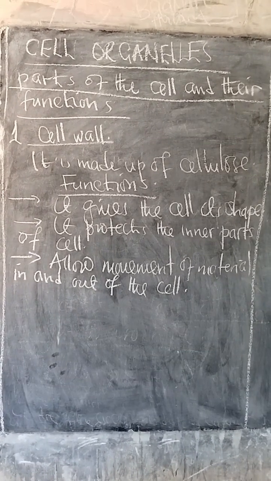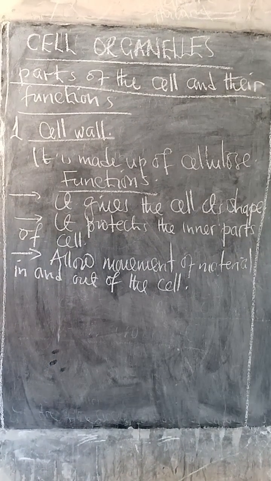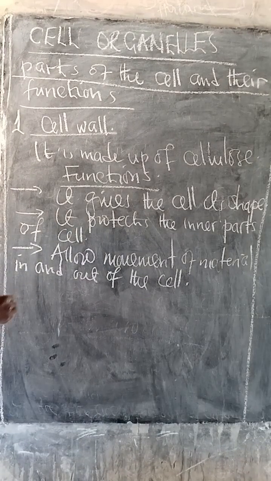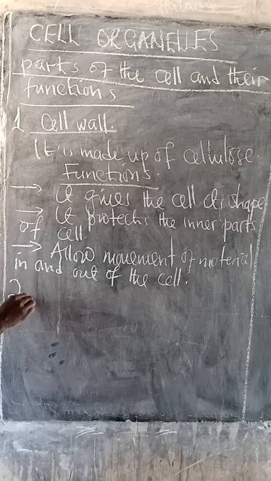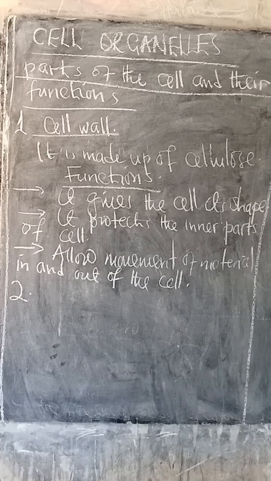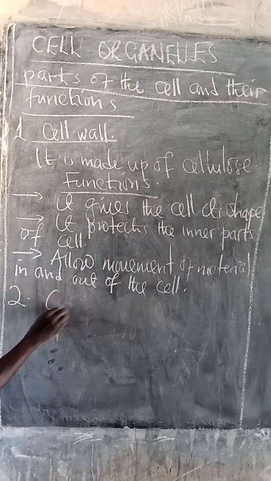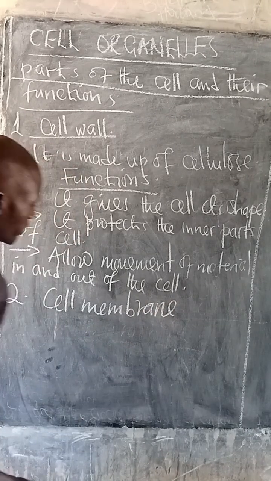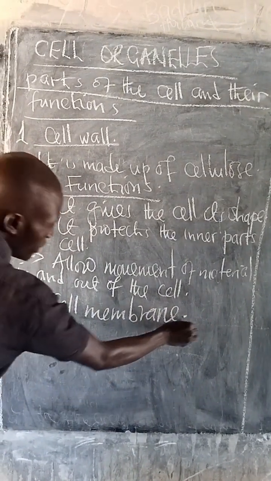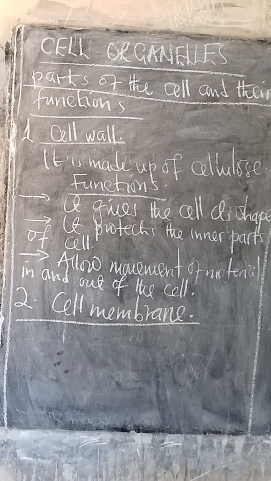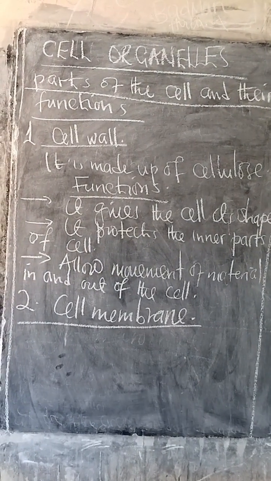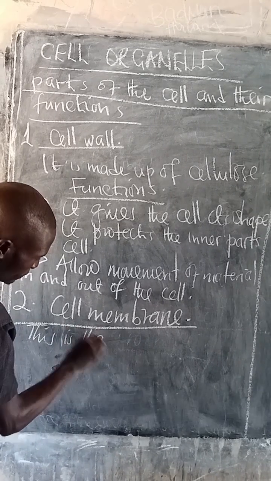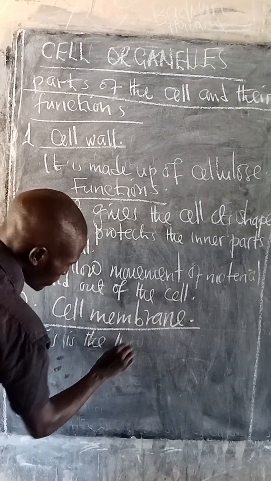Then it also gives mechanical support for the cell, which is the same as the protection of the inner parts of the cell. Secondly, we have to look at the cell membrane. The cell membrane is found in both plant and animal cells, and it is the living part of the cell.